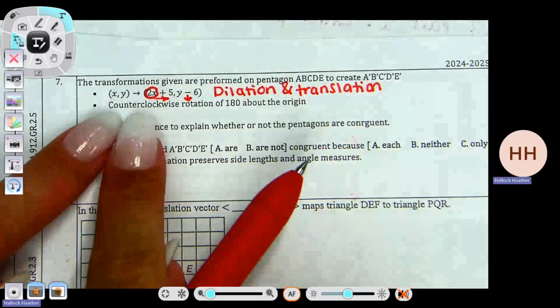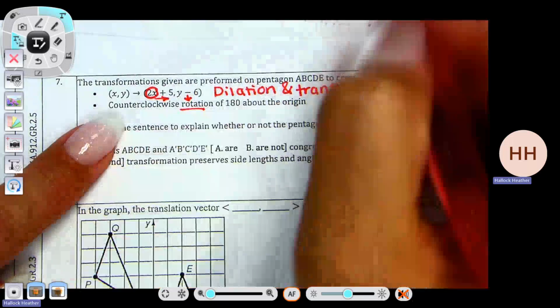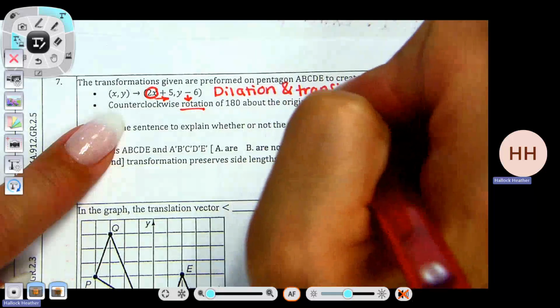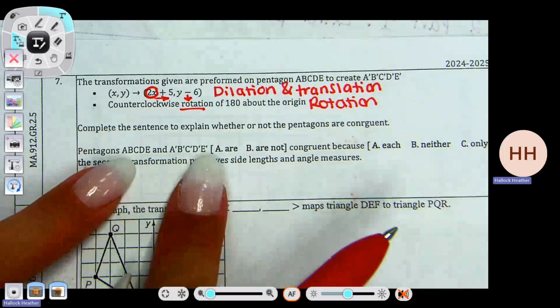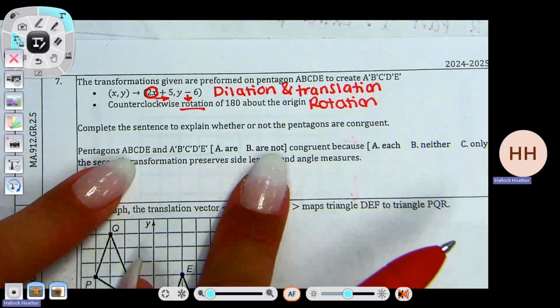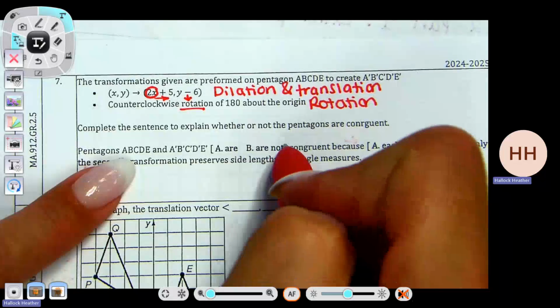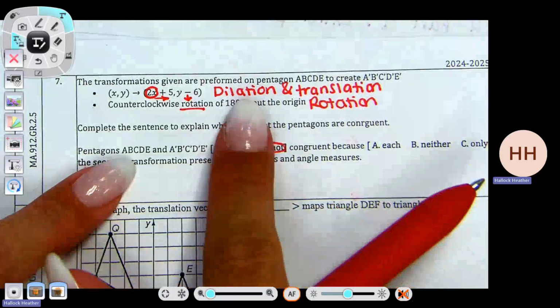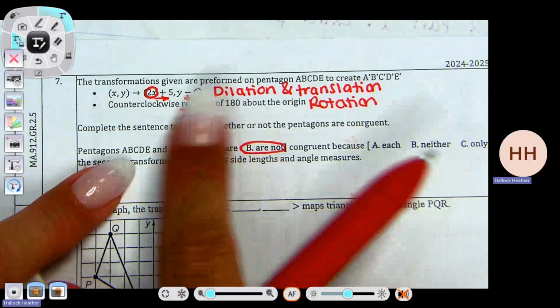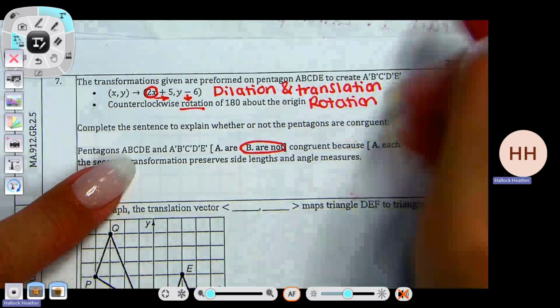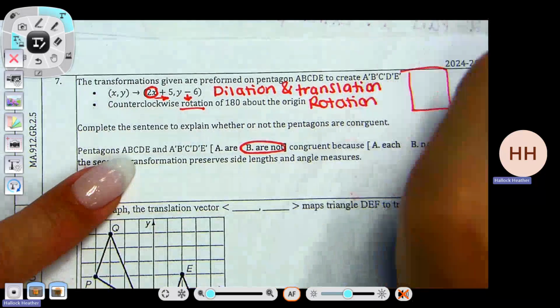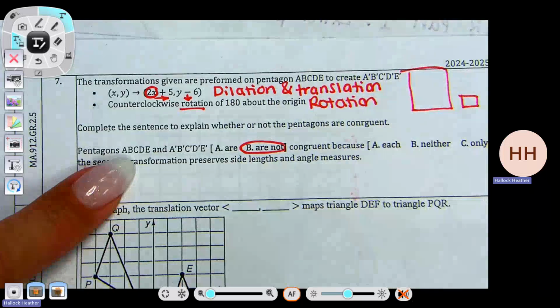The second step says counterclockwise rotation. So the second one is a rotation only. It says complete the sentence to explain whether or not the pentagons are congruent. So they are not congruent. The reason why is because the dilation changes the size of the shape. So they're not the same because one's going to be big and one's going to be small because of the dilation.